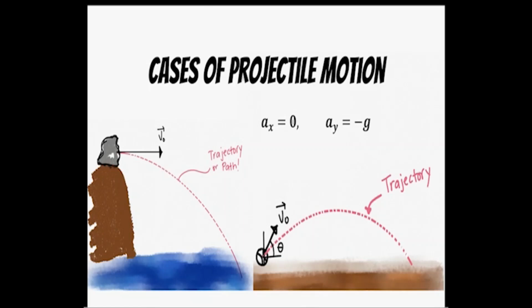Now, let us express all the vector relationships of a projectile's position, velocity, and acceleration by evaluating different cases of projectile. However, in each case, the components of the acceleration vector are the following. a sub x, or the acceleration in the x-axis, is equal to 0, and a sub y, or the acceleration along the y-axis, is equal to negative g, or negative acceleration due to gravity.